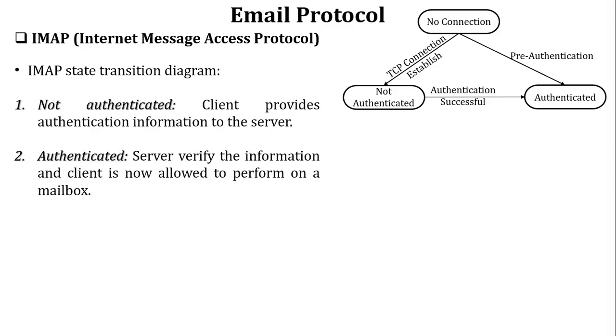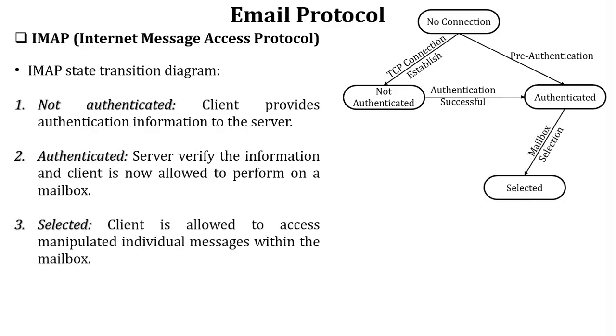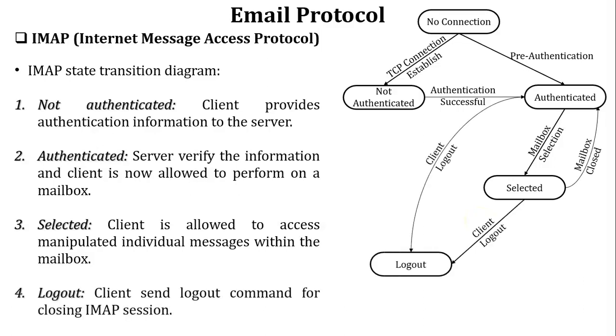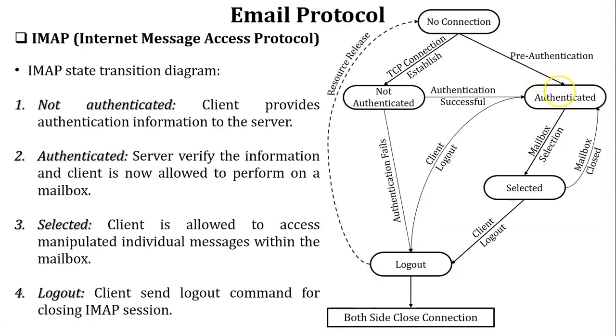After authentication is successful, the client can access a mail from the mailbox. Now the client can read, compose, reply, forward, delete and move messages from the mailbox. After accessing the mail, the client will close the mailbox. After that, the client will send a logout command to the server and close the IMAP session. Now I want to add some information here. If authentication is not successful, it is considered a logout in this transition diagram. After logout, the TCP connection is terminated from both sides and resources are released.